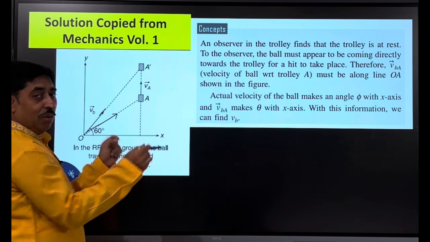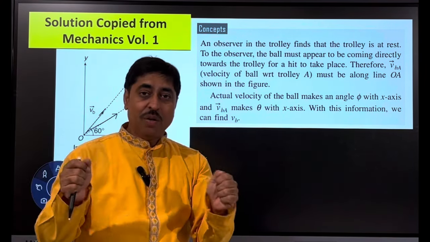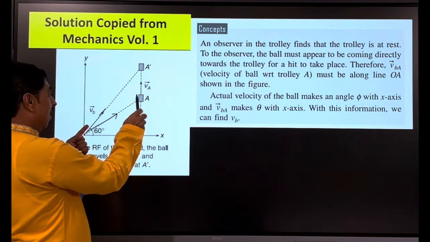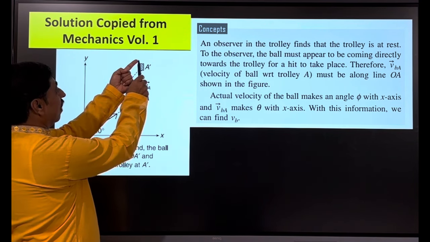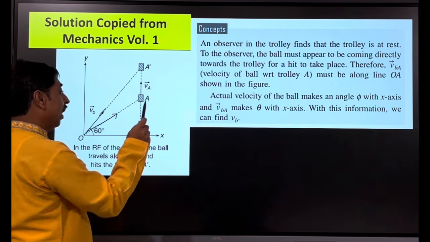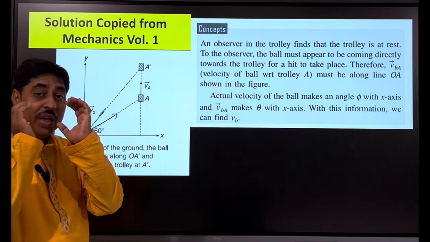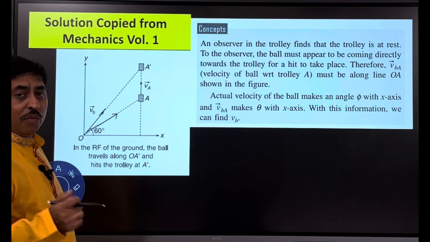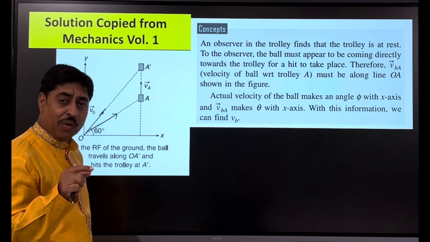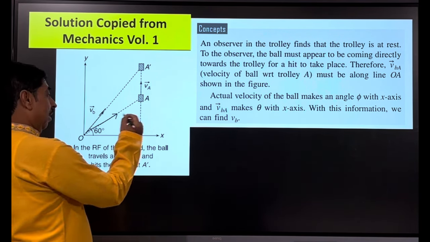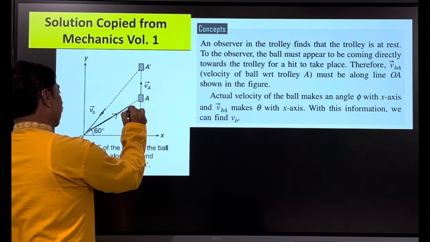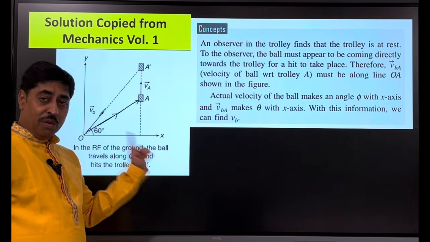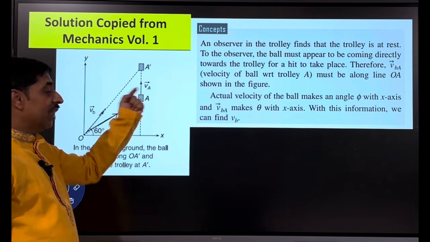So if you record this whole thing, if you make a video of the whole event, then in the reference frame of the ground, this is what you will see. The trolley is going like this, the ball is going like this, and there is a hit. If somebody is sitting inside the trolley holding a video camera and he focuses the camera on the ball, what will he observe? What will be seen on playing the recording from that video camera? It will simply show that the ball is moving along this line and it makes a hit. It hits the trolley. So in the reference frame of the trolley, the ball must be moving in this line.